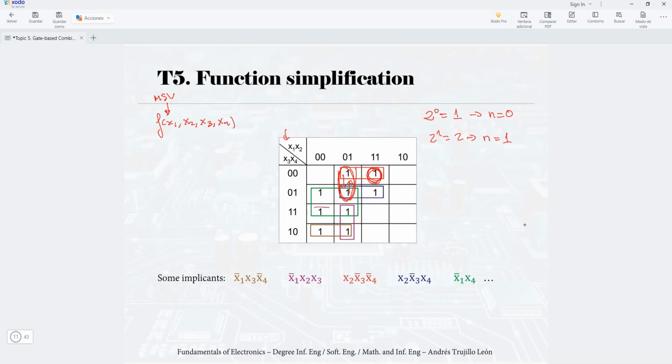Is this an allowed group of ones? Yes, it's a square of 4 cells, and each cell is adjacent to another 2. For example, this one is adjacent with this one and with this one, and you can check it for the rest of the ones of the group. They are adjacent with another 2 cells. So, more examples.